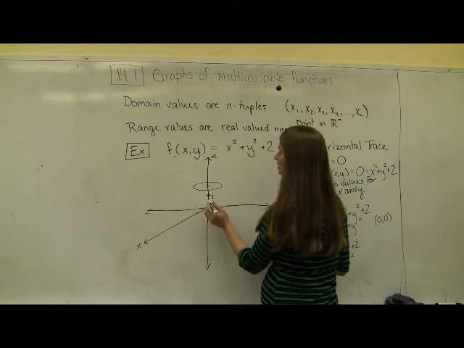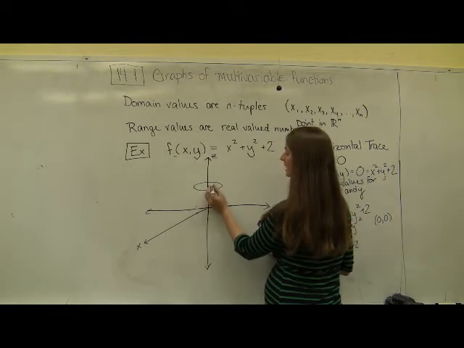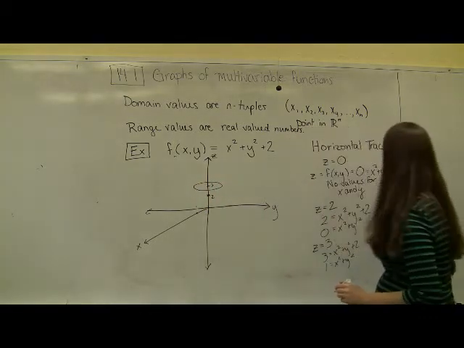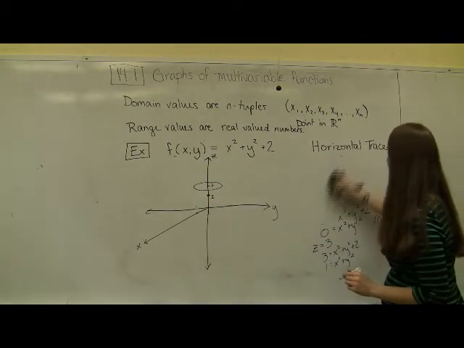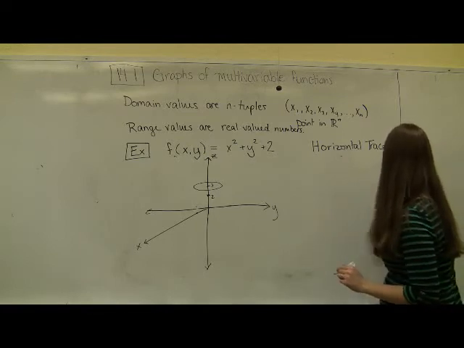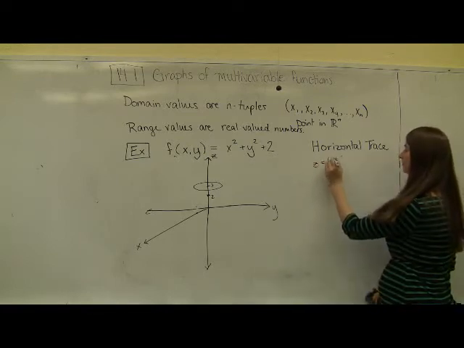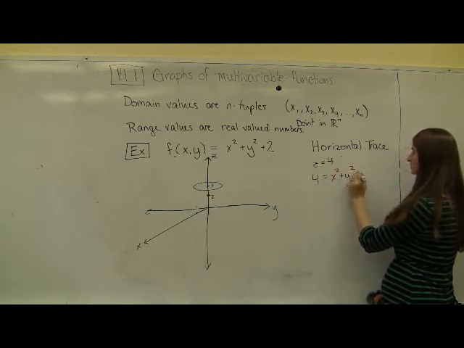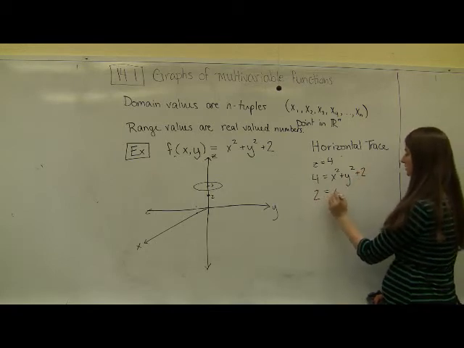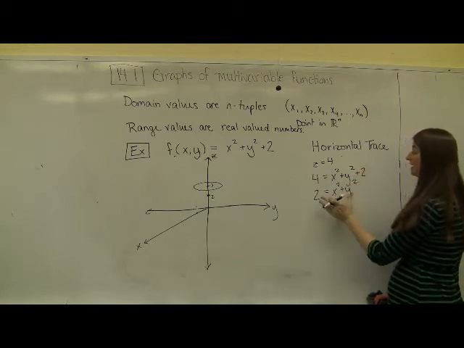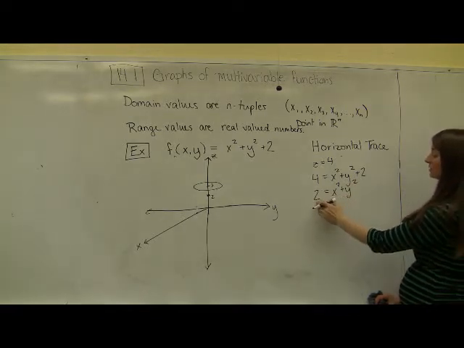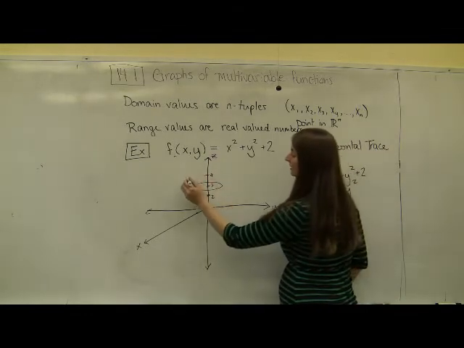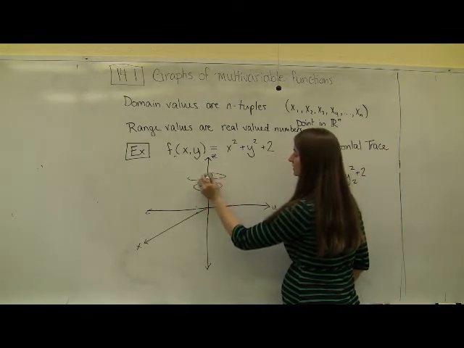So this was my horizontal trace when z was equal to 2, and my horizontal trace when z equals 3 is a circle of radius 1. I'm going to do one more for this example. Let's let z equal 4. And I see that 4 will be equal to x squared plus y squared plus 2, or 2 is equal to x squared plus y squared. Again, I get a circle. This time the circle has radius square root 2. So when my z value is 4, I have a circle with a radius that's a little bigger than it was last time.